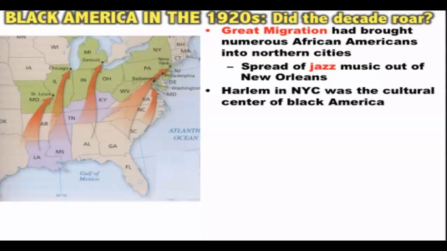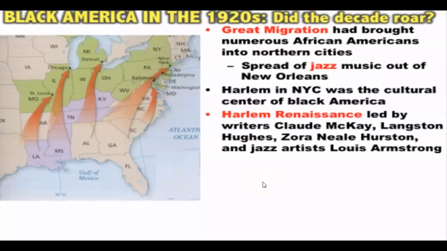The spread of jazz music, this new kind of genre of music that was founded in the 20s, is going to spread out of New Orleans, and it's going to spread and take hold throughout America. Harlem becomes the epicenter of African American culture during the 1920s. It was known as the Harlem Renaissance. Renaissance is Italian. It means a rebirth. So here we have a cultural rebirth of sorts among African Americans in New York, and it was led by writers like Claude McKay, Langston Hughes. Those are the biggies. Zora Hurston, and then, of course, the famous trumpeter Louis Armstrong.